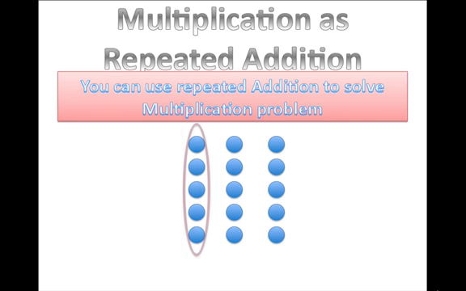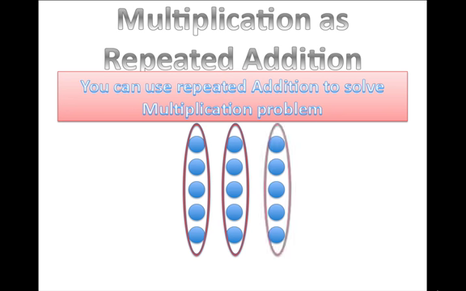Let me illustrate. 1 counter, 2, 3, 4, 5. Now, we are going to group each set of 5. We have 2 groups and 3 groups. Thus, we have 3 groups multiplied by 5 items in each group equals, that's correct, 15.